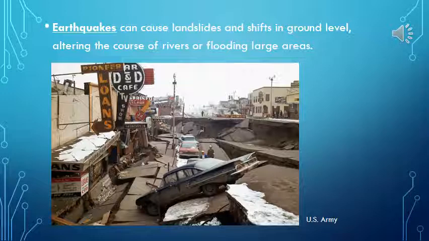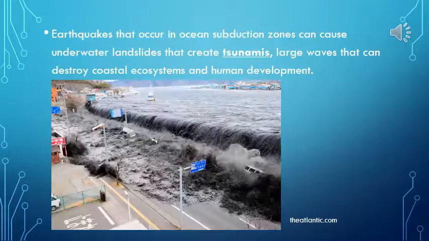Earthquakes can cause landslides and shifts in ground level, altering the course of rivers or flooding large areas. Earthquakes that occur in ocean subduction zones can cause underwater landslides that create tsunamis, large waves that can destroy coastal ecosystems and human development.